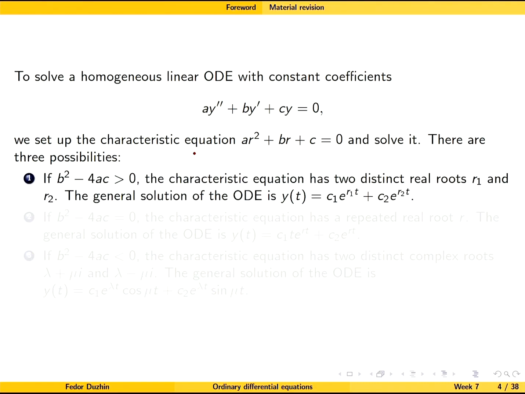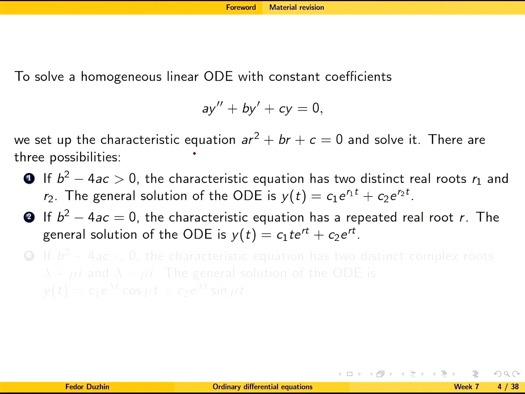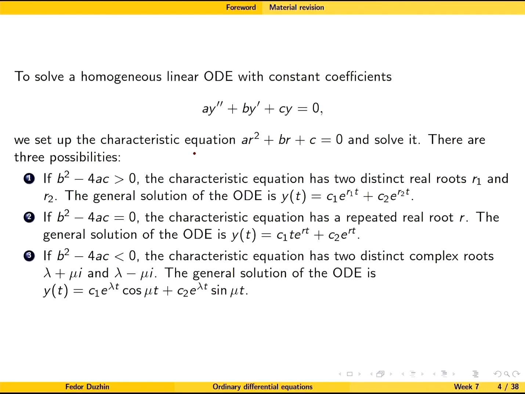The discriminant of the characteristic equation may be positive, so then the equation has 2 different real roots, and then the solution is going to be a linear combination of exponential functions. The discriminant may be 0, then there is a repeated real root, so then we're going to have a combination of an exponential function and t times the exponential function. And finally, if the discriminant is negative, it means that the characteristic equation has 2 different complex roots, and then the general solution is going to have sine and cosine.